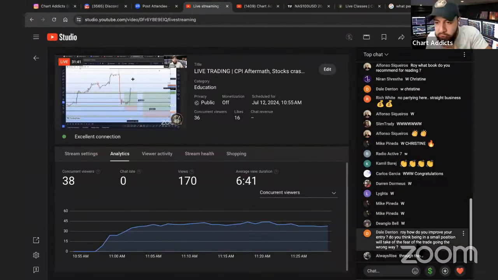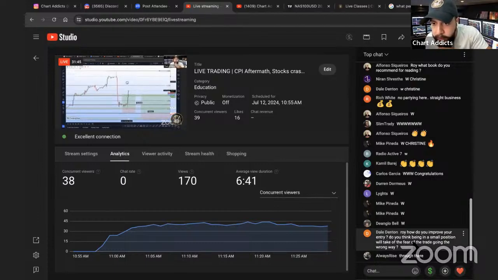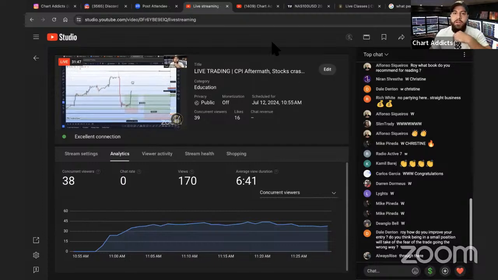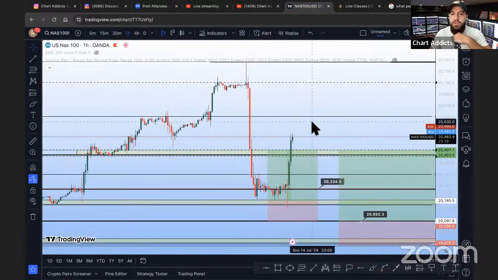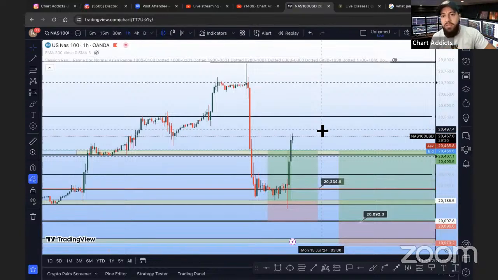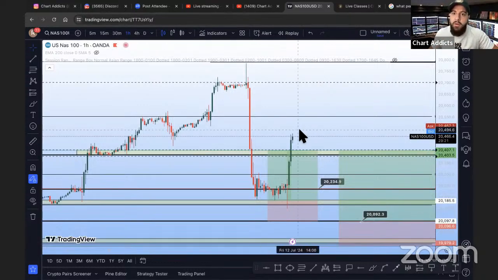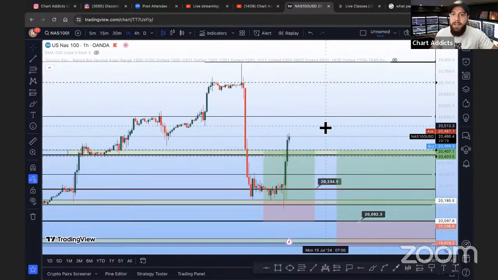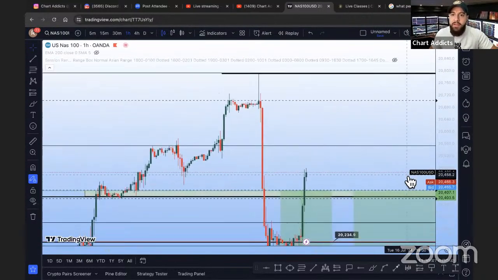How do you improve your entry? Do you think being in a small position will take out the fear of a trade going the wrong way? Dale, you answered your own question. If you're ever struggling to hold trades, if you're ever struggling to enter because of hesitation, it's because of the lot size, or your contract size or position size. No one's ever panicked risking 10 cents on a trade. If I told you you're going to be risking 30 cents on this trade, same parameters, same everything, would you be panicking? Your answer would be no. So it's never about the trade. It's always about the risk.